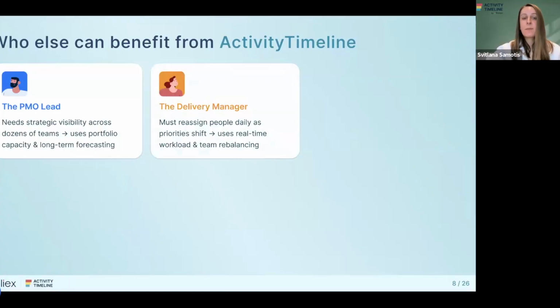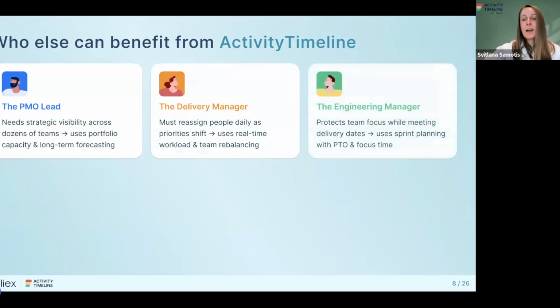Then the delivery manager, who basically looks at all of the projects and needs to make sure they are all delivered on time, and can actually reassign people, move people from team to team or from project to project as priorities shift. So this gives the delivery manager that visibility as well. The engineering manager, who maybe works with closer, smaller teams, can also use it for sprint planning with PTOs and focus time in mind, and make sure that those delivery dates are met.